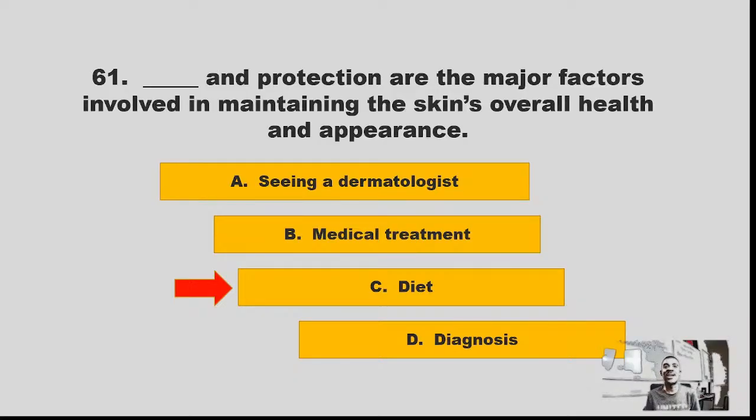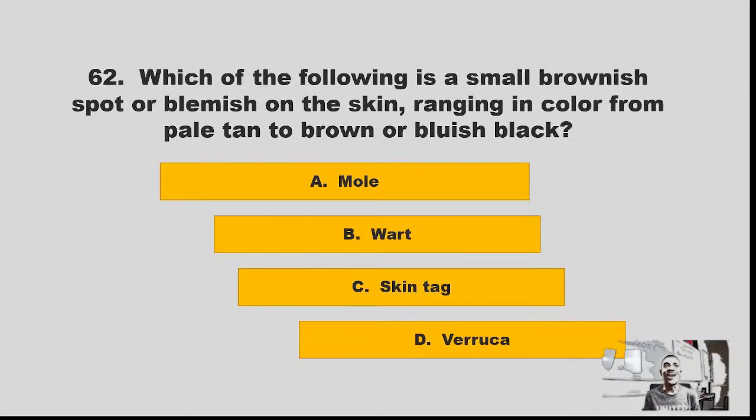All right, good job. Come on now, we're almost done. Hang in there. All right, here's your next question. Which of the following is a small brownish spot or blemish on the skin, ranging in color from pale tan to brown or bluish black? What do you think? Is it A? Is it B? Is it C? Or is it D? Which of the following is a small brownish spot or blemish on the skin?